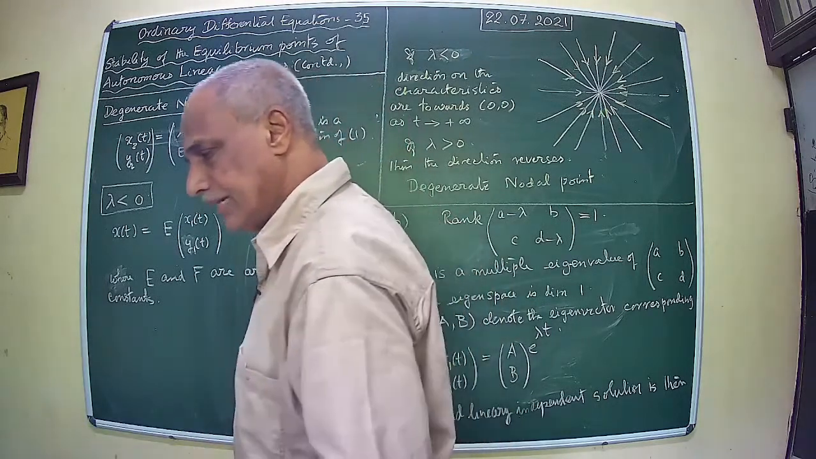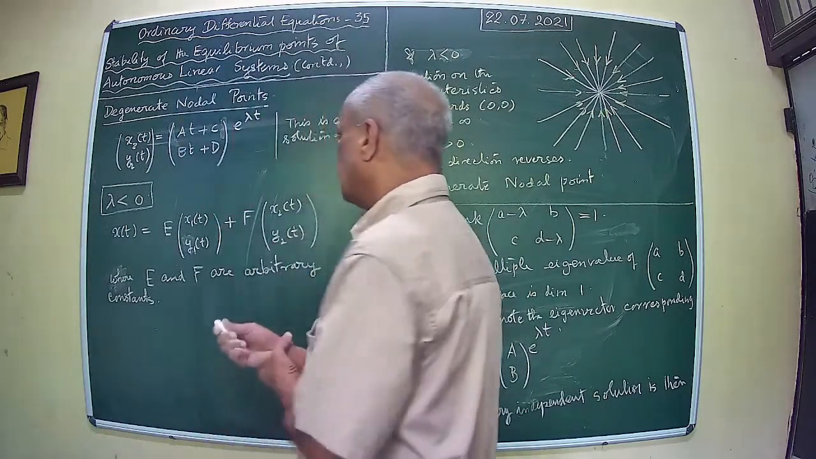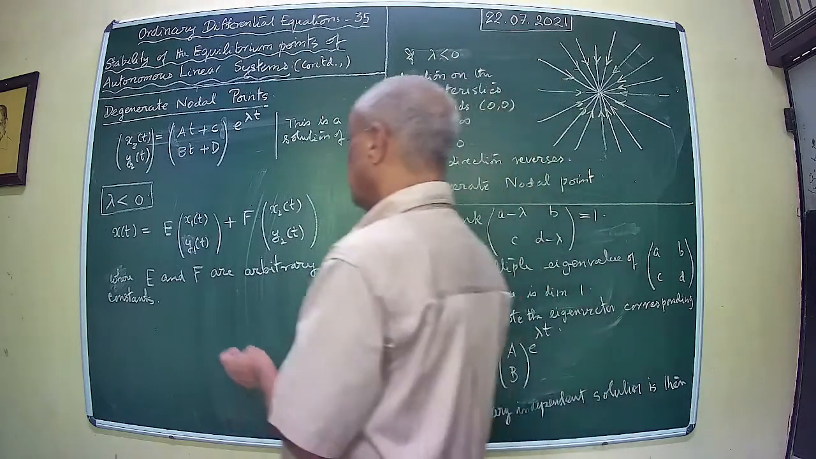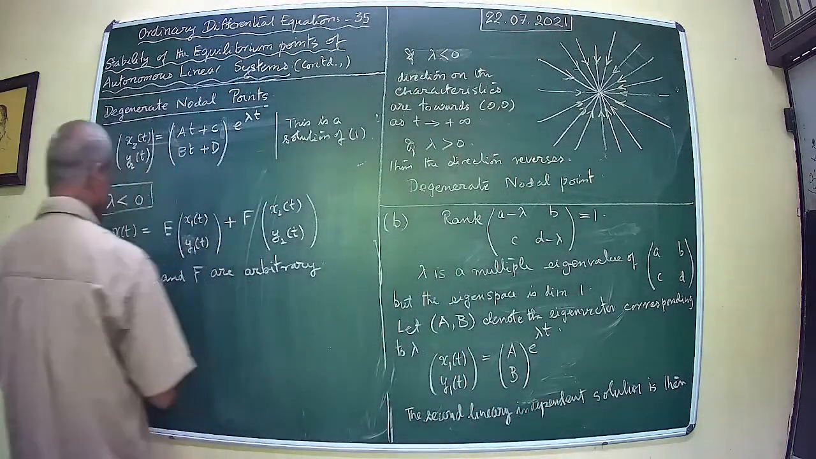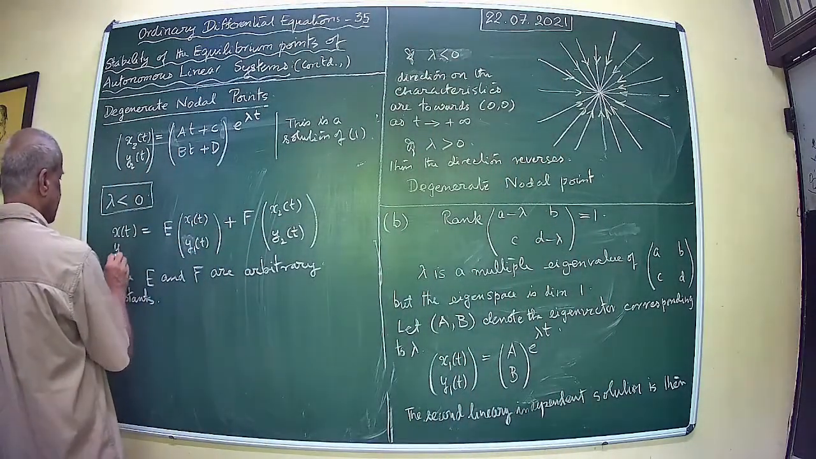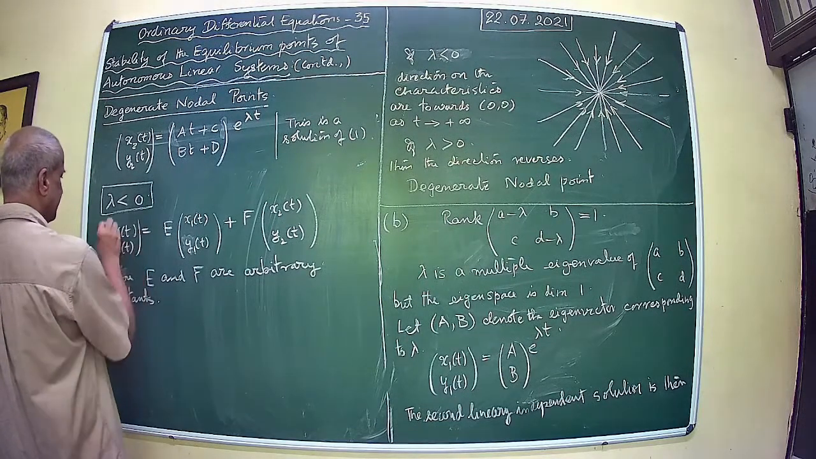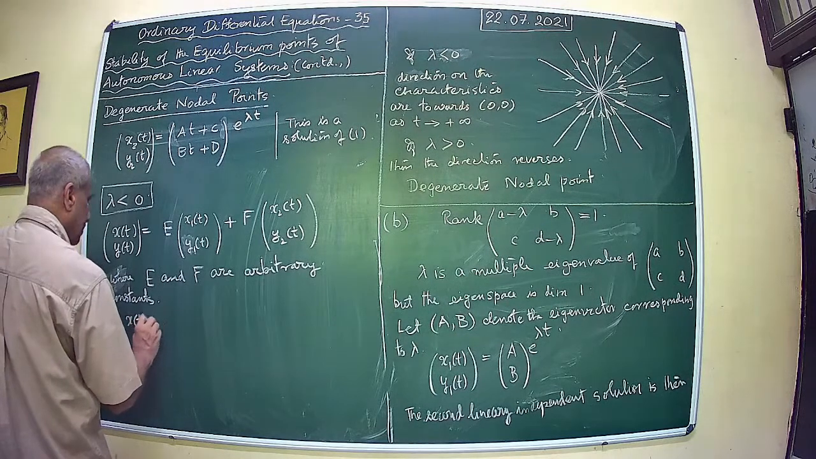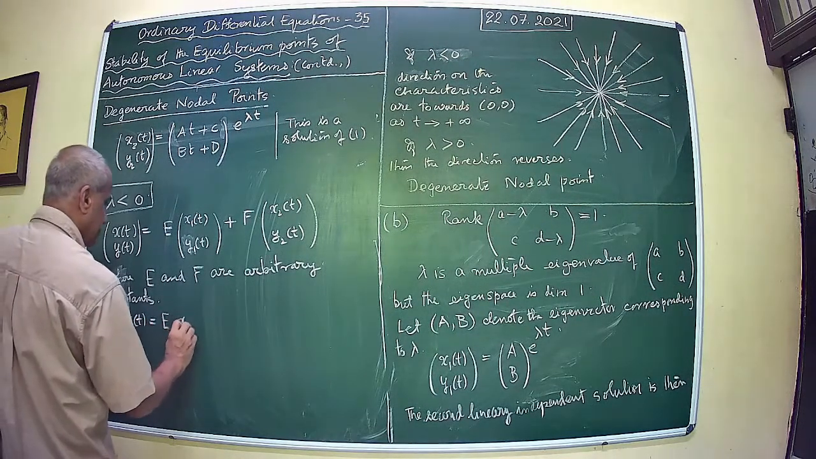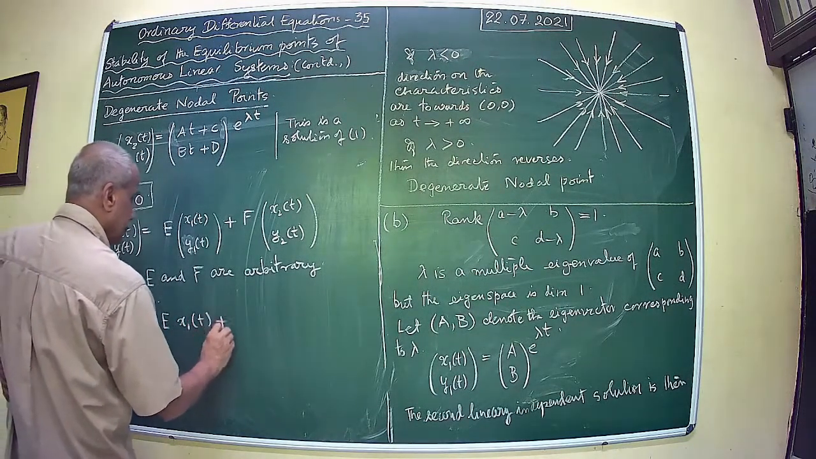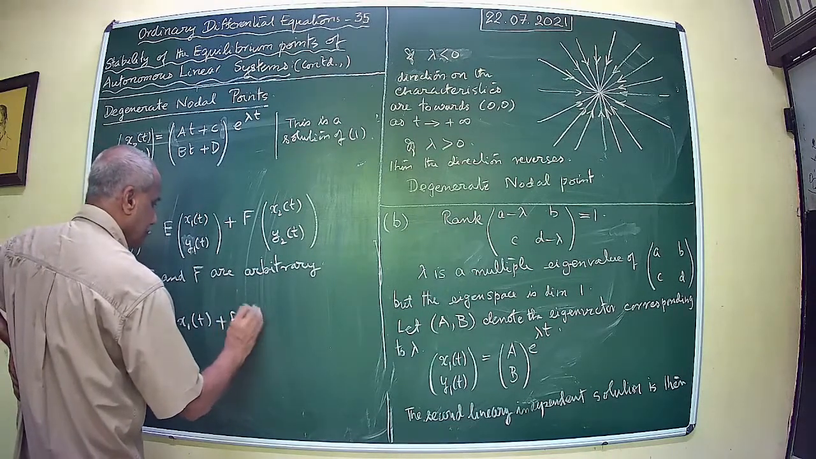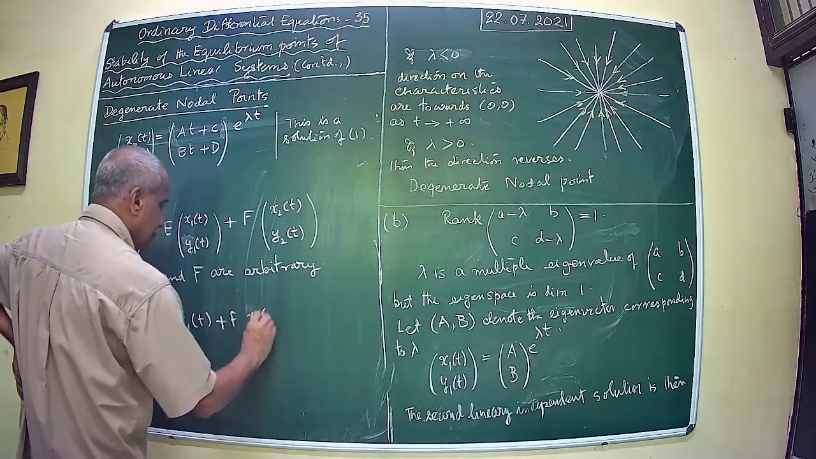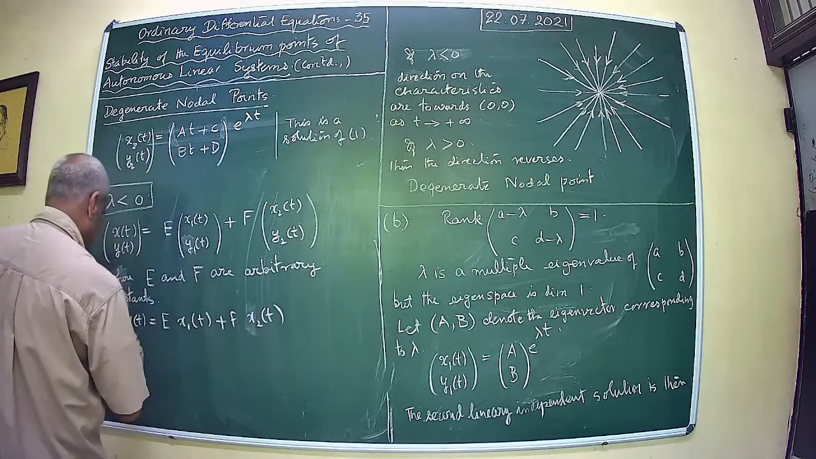Now, one thing that you observe is the following. So, what is this, this is x(t) by t. Yeah. So, x(t) equal to E, you can replace by that.